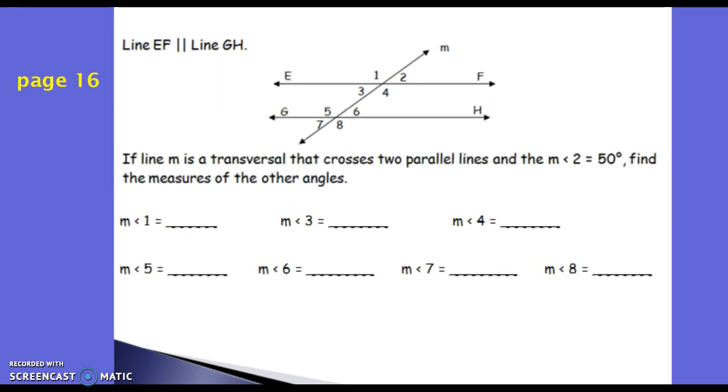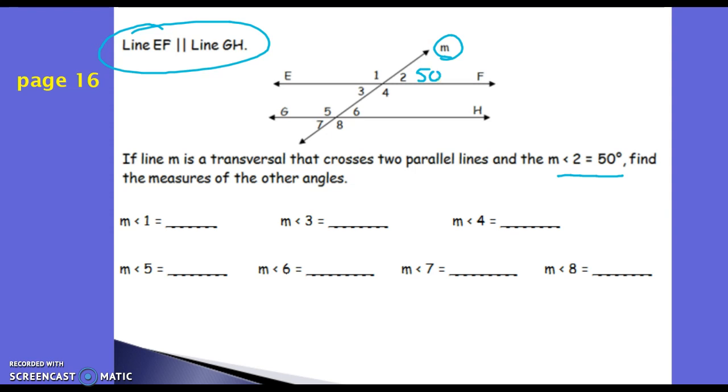All right, so now that we know all the different types of angles that are equal to each other, let's apply that to find some missing angle measurements. We're given here that line EF is parallel to line GH, and it's cut by this transversal M. We have 8 different angles that are formed, and you're told right here that angle 2 is 50 degrees. Let's use what we've just learned to find the measures of all the other angles.